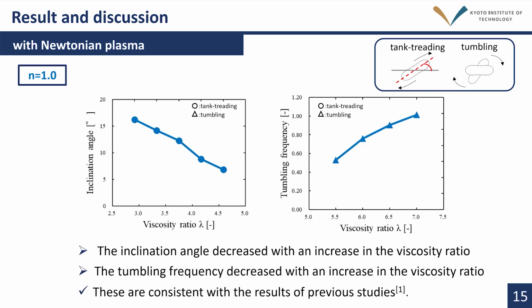This graph shows the viscosity contrast on the horizontal axis and the inclination angle and the tumbling frequency on the vertical axis, respectively. The inclination angle decreased with an increase in the viscosity ratio. The tumbling frequency decreased with an increase in the viscosity ratio. These are consistent with the results of previous studies.